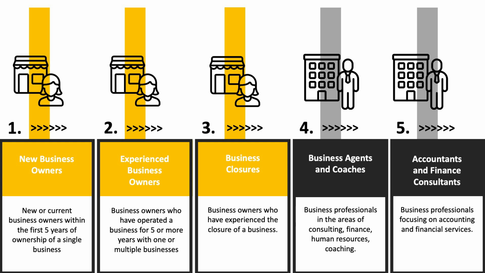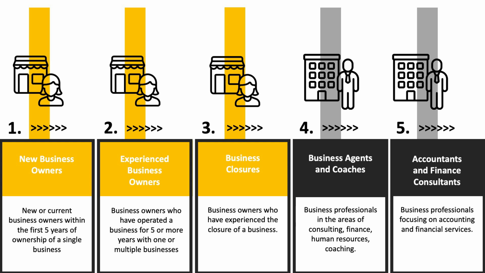Another 2 groups were comprised of experienced business owners. These were business owners who have been in operation for 5 or more years with 1 or more businesses. Talking with this group provided insights into how experienced owners approach business operations and what actions and learnings they see as valuable. The final business owner group was comprised of individuals who have operated a business and experienced its closure. Talking with this group provided insight into the experience of business failure and the factors that contribute to such an event and the learnings gained from it.